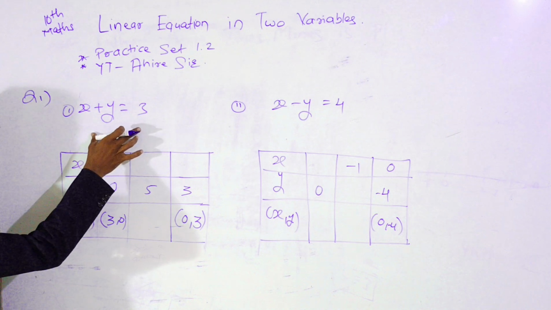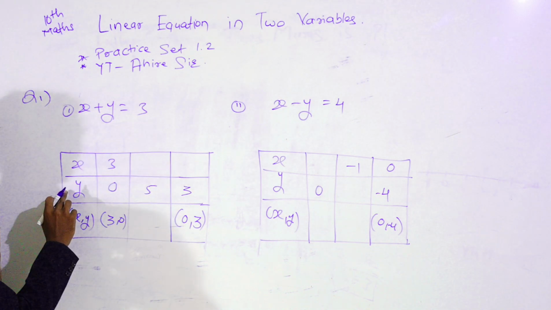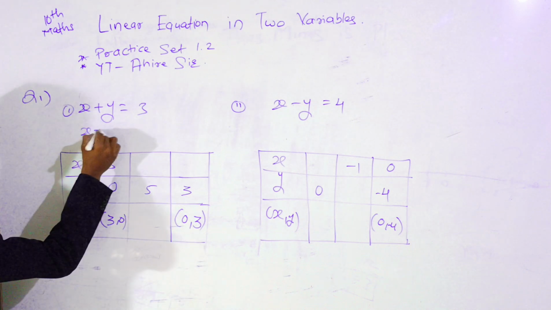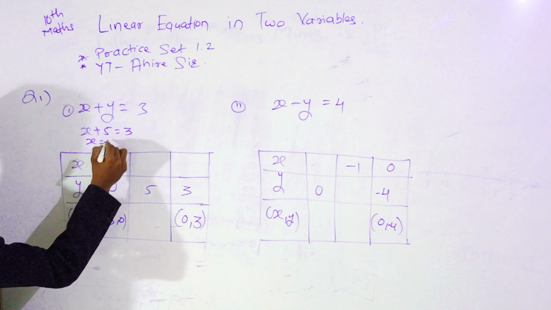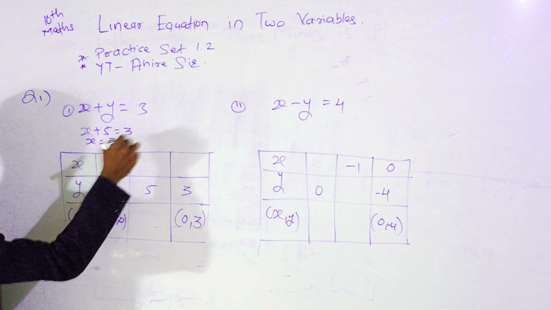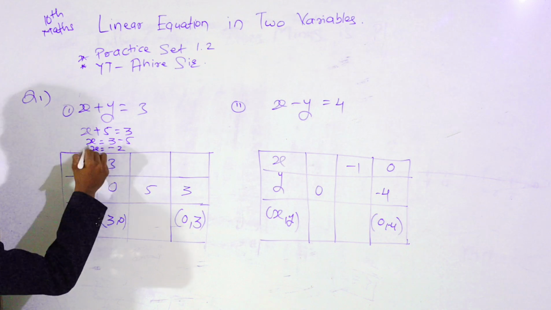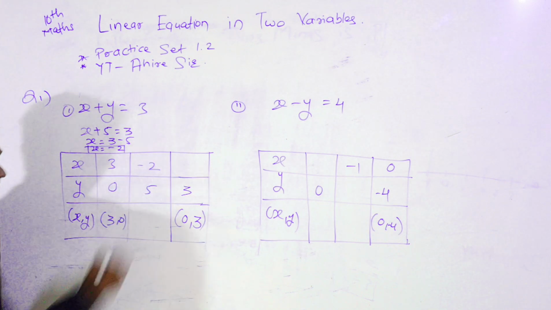We have this equation, and we have to put the value of y. The value of y is equal to 5 here. So x plus 5 is equal to 3. x is equal to 3, and this plus 5 will go there and becomes minus 5. And x is equal to minus 2. The value of x here is minus 2.